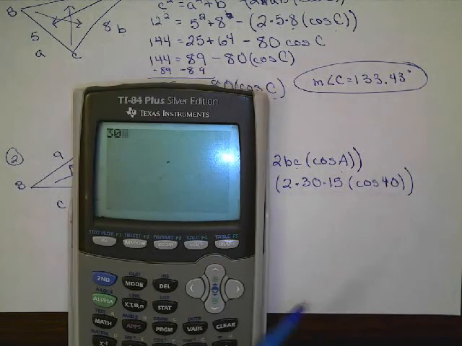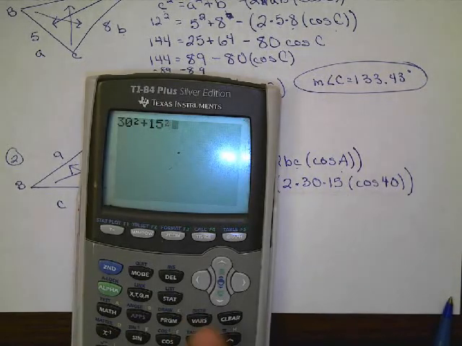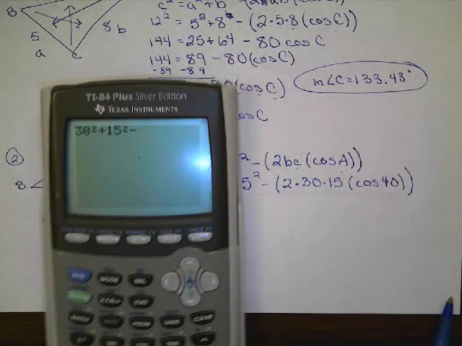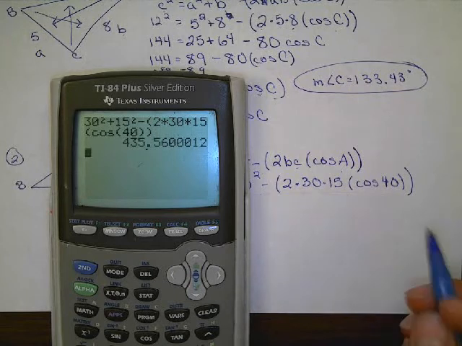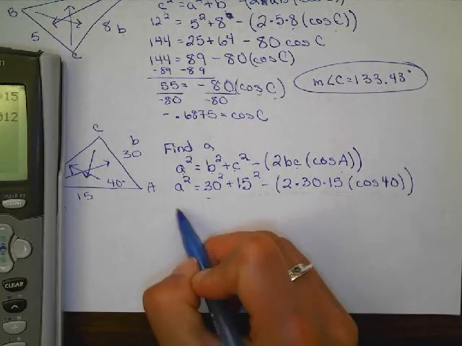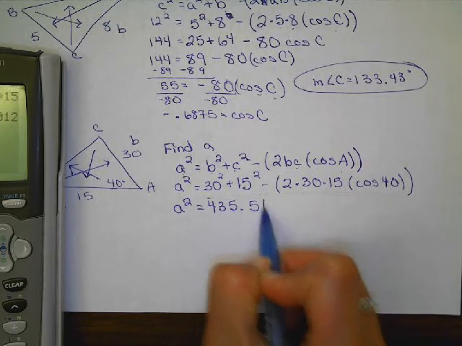We'll type in 30 squared plus 15 squared minus, and then exactly what you see, 2 times 30 times 15, another parentheses, cosine of 40, and then double parentheses to close. Enter, you get 435.56. So A squared is 435.56.